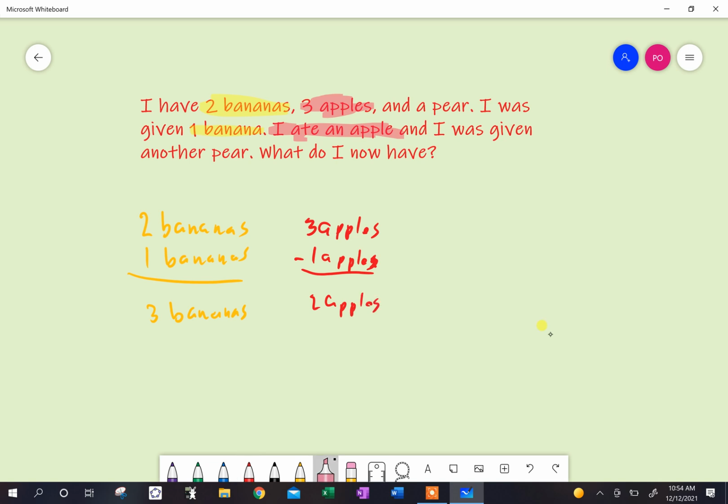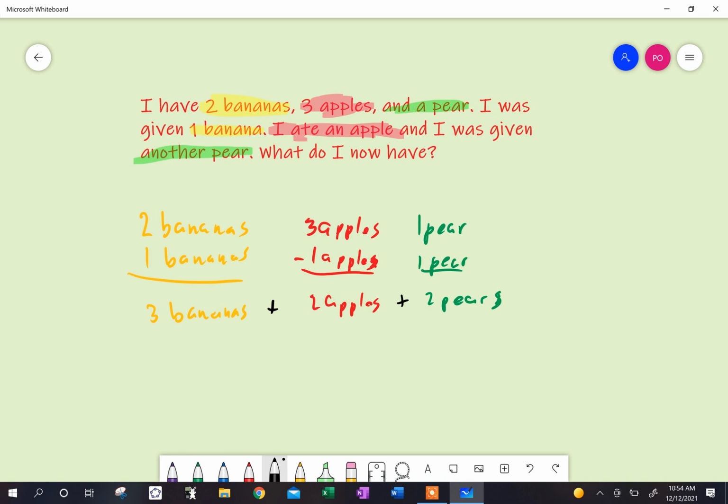And then finally, it said I had a pear, and I was given another pear. All right, so let's see. So 1 pear, I had a pear, plus 1 pear, means I now have 2 pears. All right, so the thing is, these should all be connected through addition. I had 3 bananas, and I have 2 apples, and I have 2 pears. That's basically the distributive property.